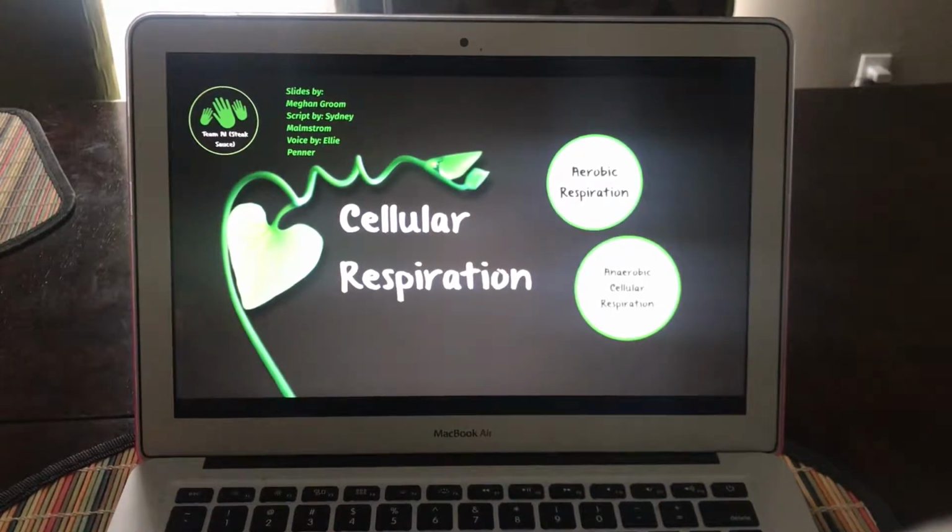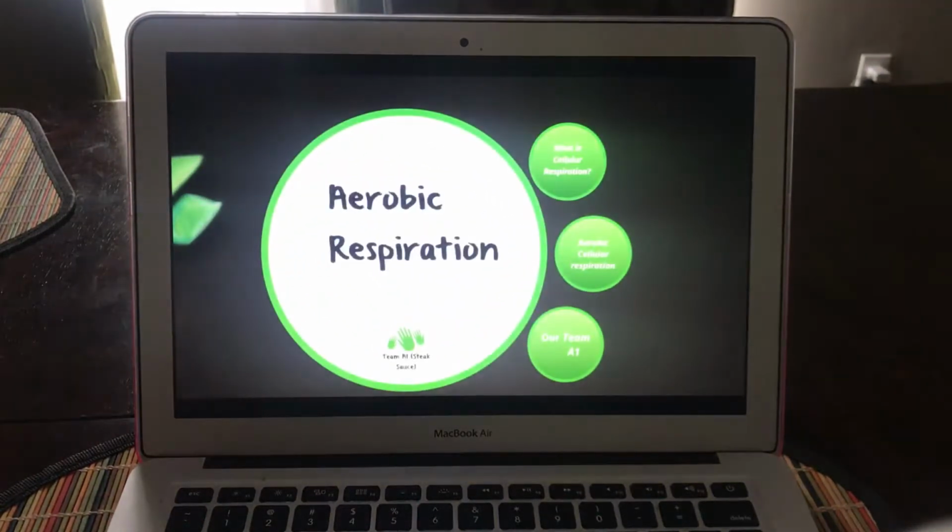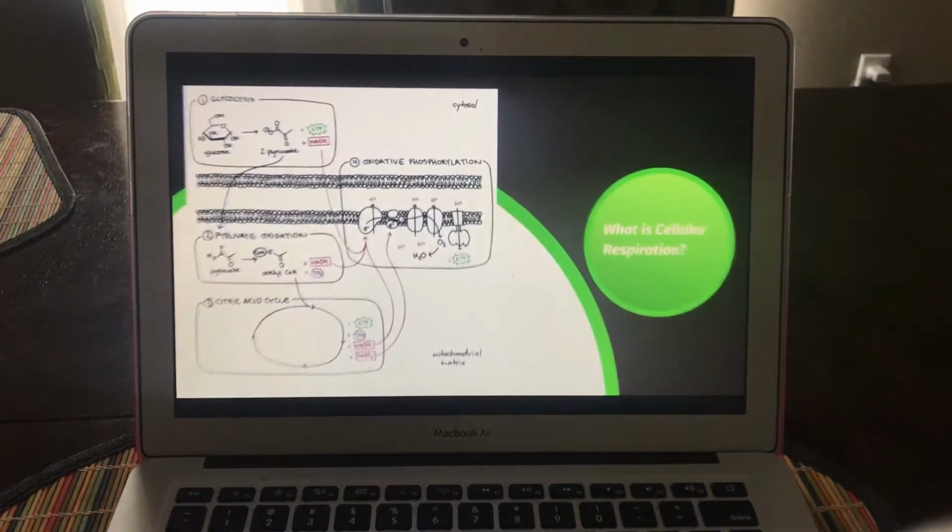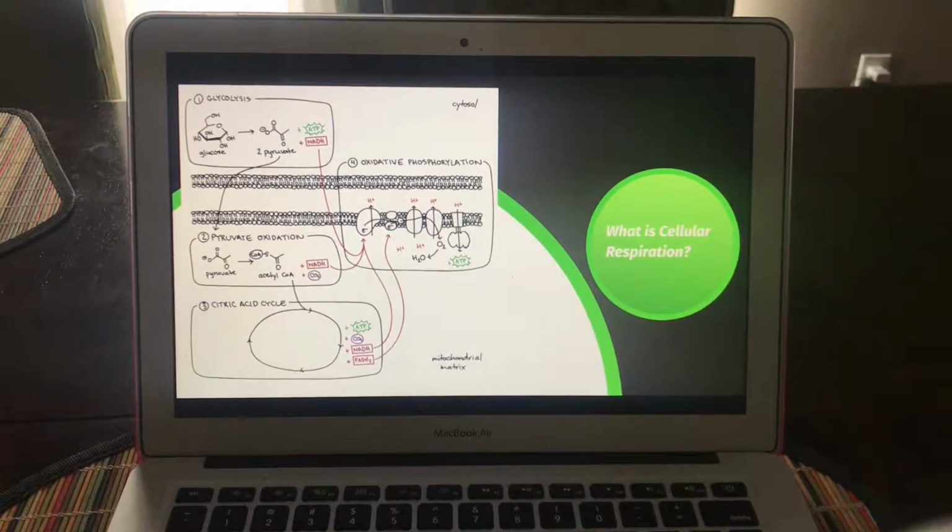Cellular respiration is the process through which our cells get the energy they need to perform daily functions. Seeing that all living things have cells and all cells need energy, cellular respiration is necessary and all cells must go through it. There are two types of cellular respiration, aerobic and anaerobic.